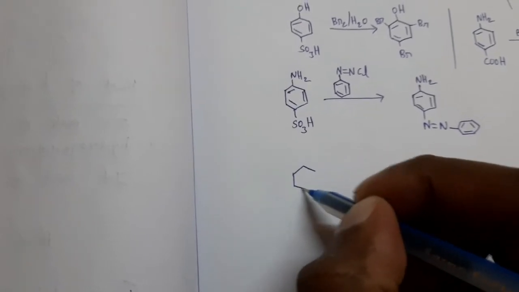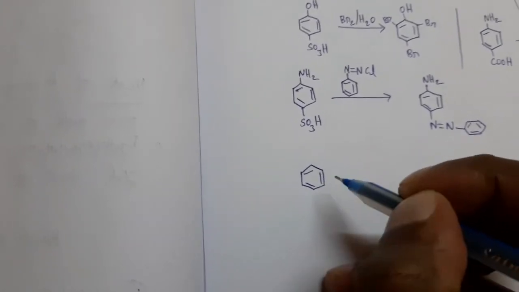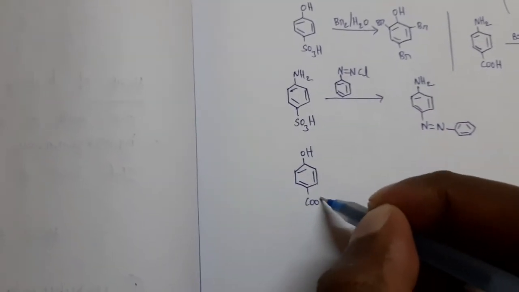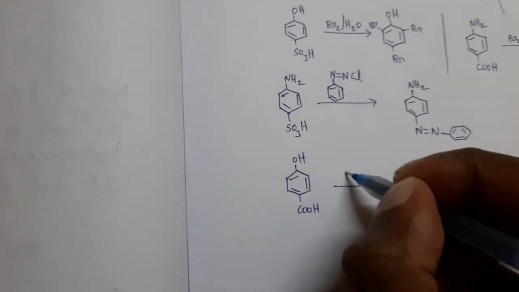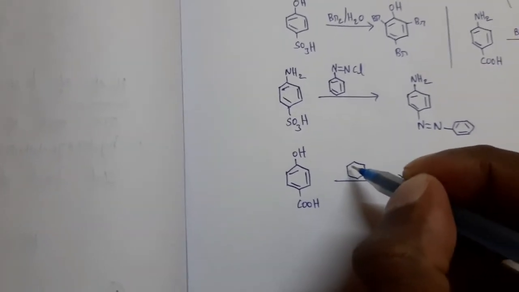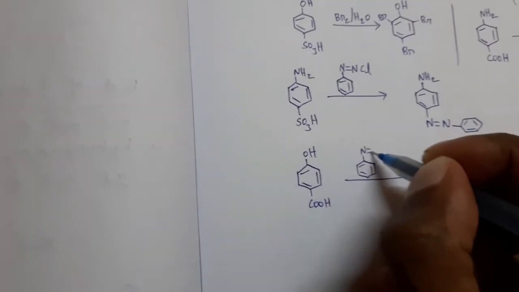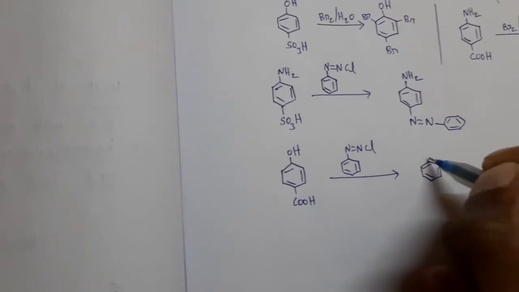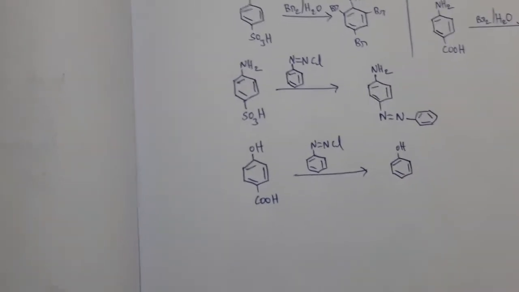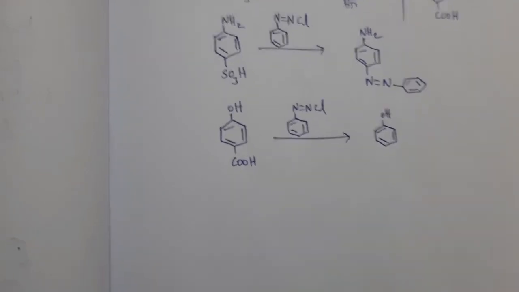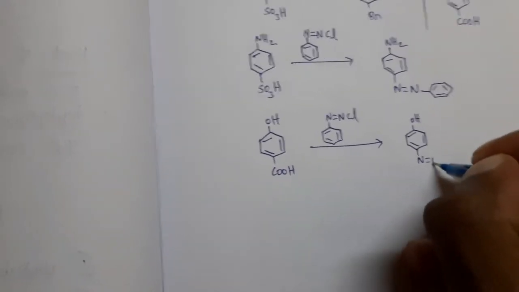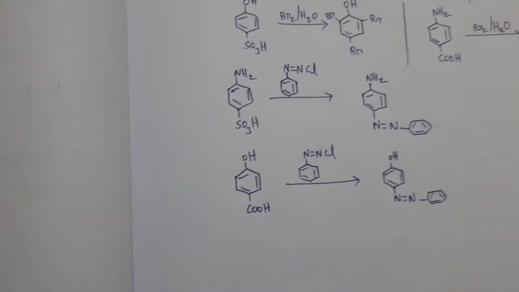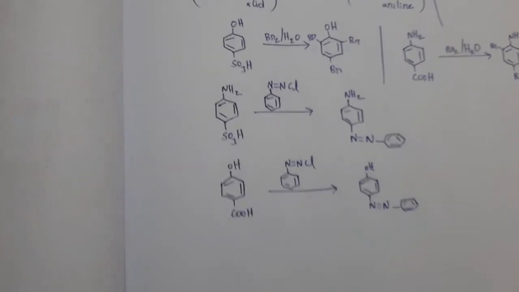Similarly, phenol having COOH with benzene diazonium chloride. Then also we can get similar type of coupling. COOH group is replaced by azo group, double bond N. So this is ipso substitution reaction.